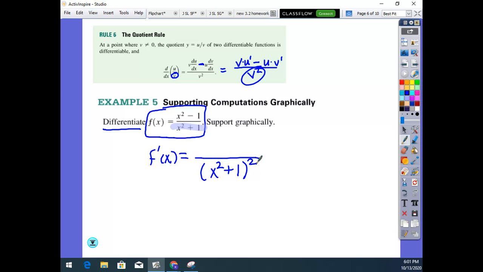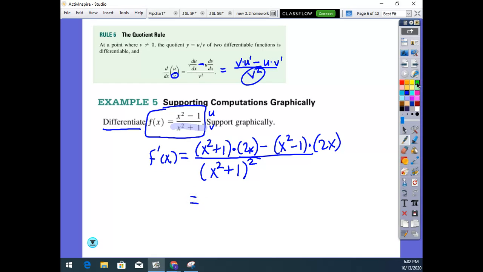Square the bottom, then whatever is on the bottom is what you start with on the top times... now let's think about this. U is on the top, V is on the bottom. So I'm taking the bottom times the derivative of the top minus the top times the derivative of the bottom. The hardest part of the quotient rule is simplifying it correctly.